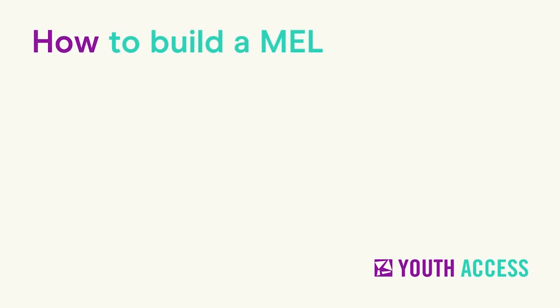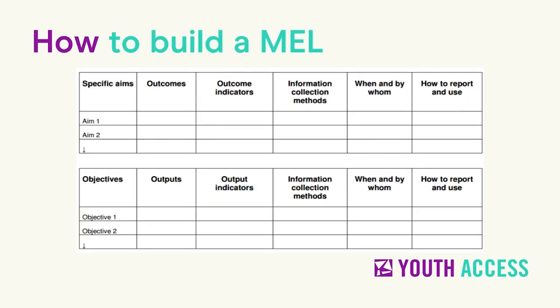How to build a MEL framework. This is a template, and this is one that we use at Youth Access, breaking down the aims and the objectives. So this is maybe the outcomes and the outputs. As you can see, the third column is then output indicators and outcome indicators.